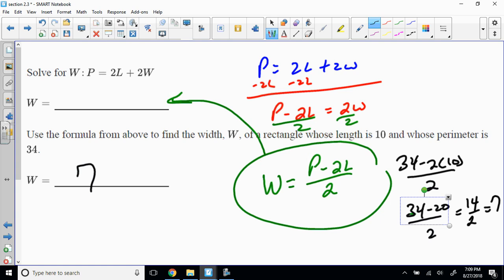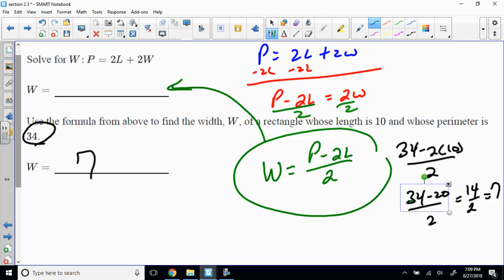Y'all good? No? All right, what part? Oh, in the problem, right here. So it told me whose length is 10, whose perimeter is 34. So 34 minus 2 times L, and L was 10. So that'd be 14 divided by 2, which is 7. Y'all good? Okay. That's basically the formula.